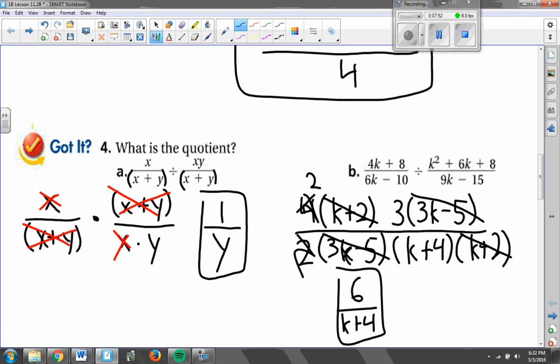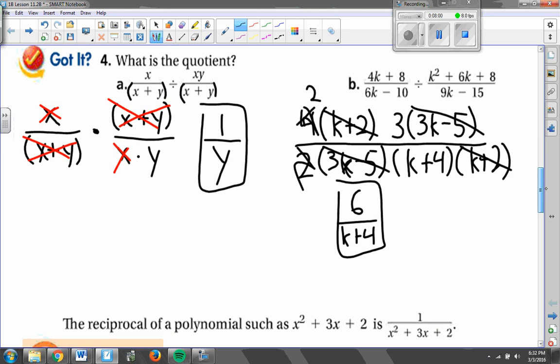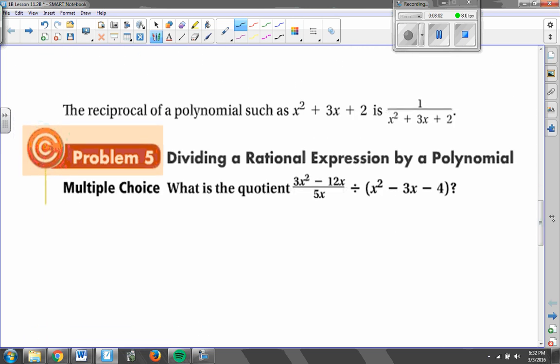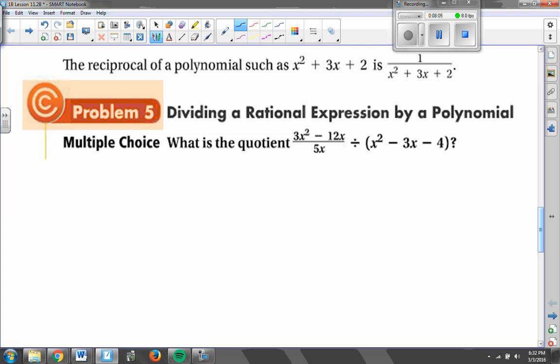So hopefully you can flip and then multiply, and then divide, cancel things out, and do exactly what we did yesterday. Now the only other thing I need to show you is this. If you have a polynomial that is not part of a fraction, just like we did yesterday, we're going to put that over 1 to start with. So if I want to divide here 3x squared minus 12x over 5x, divided by x squared minus 3x minus 4, the first thing I need to do is put this over 1 so that it's a fraction like the other one.